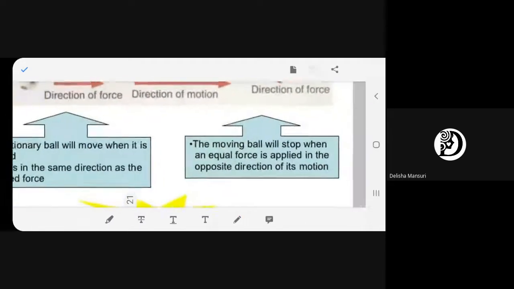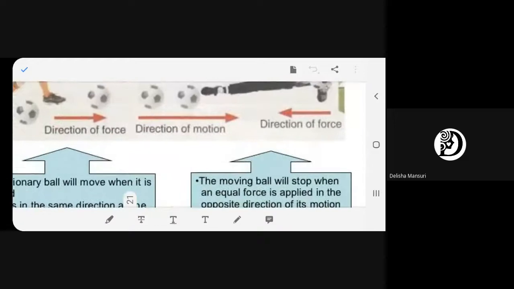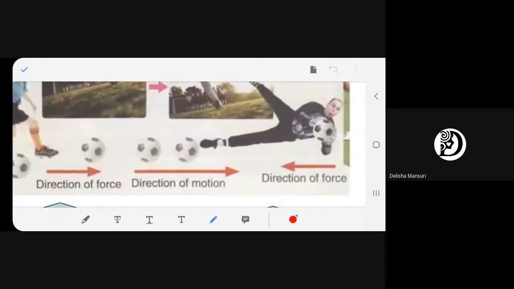Now see the next. What is written over here? A moving ball will stop when an equal force is applied in the opposite direction of its motion. So now you understood what is more relevant over here? It is the opposite direction. The same force is applied over here, opposite force but with the same intensity. That means the force is the same, but the direction is opposite. Then and only then the ball will stop.